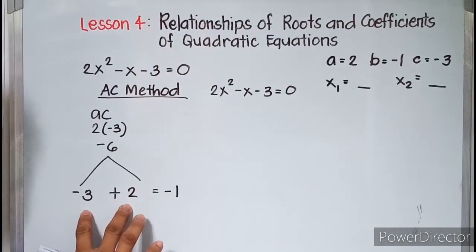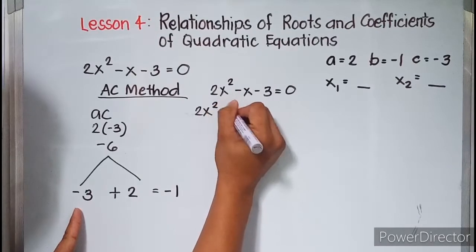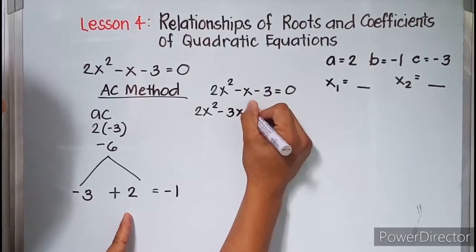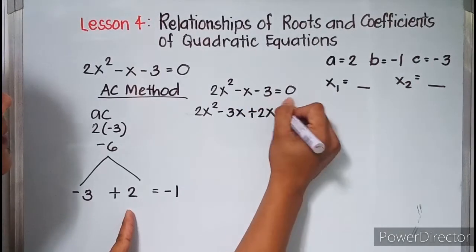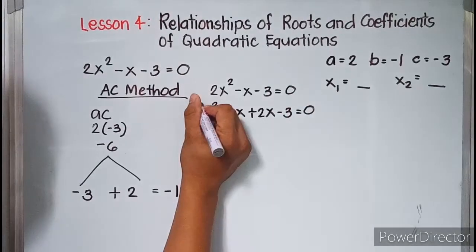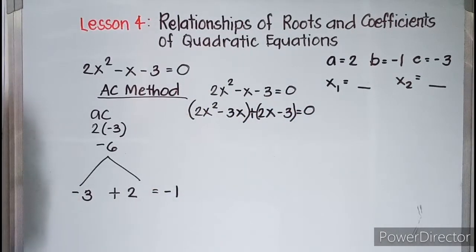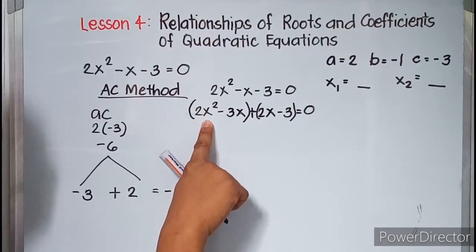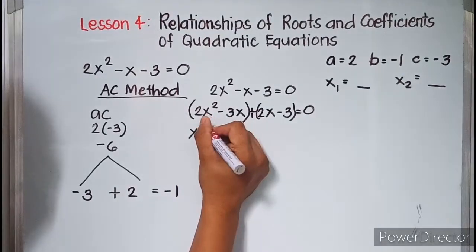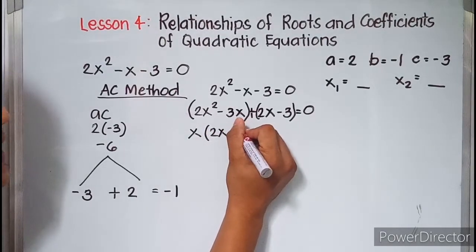Then using these factors, we have 2x squared minus 3x. So we are going to rewrite the middle term using this factor. So plus 2x minus 3 is equal to 0. Then we are going to regroup the first and second term, third and last term. Okay, then look at the first group. So our common monomial is x. So we are going to put x outside. Then the remaining will be 2x minus 3.